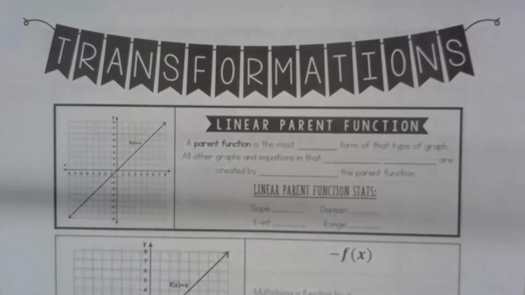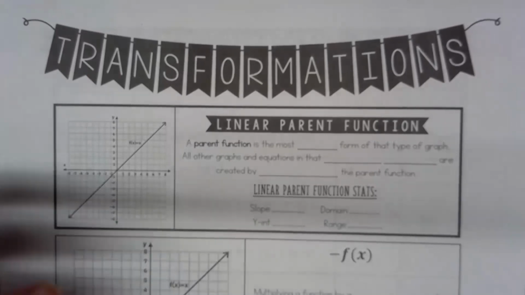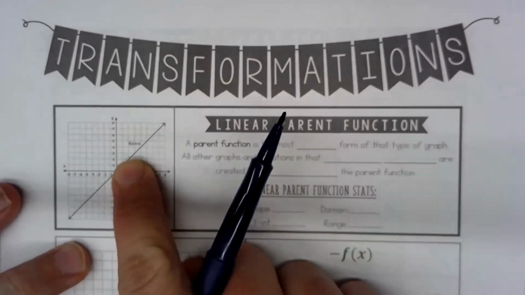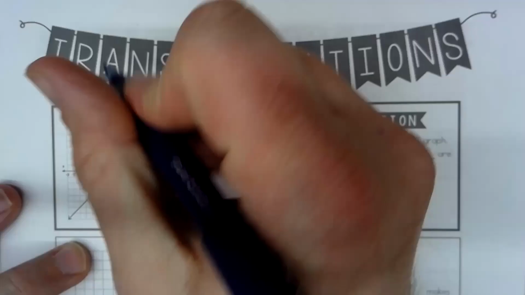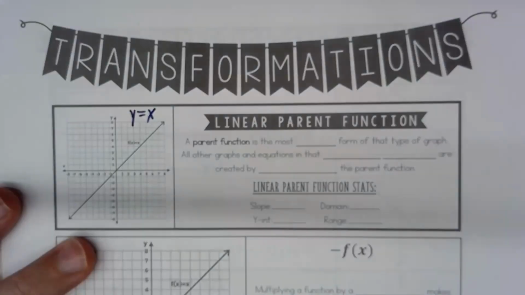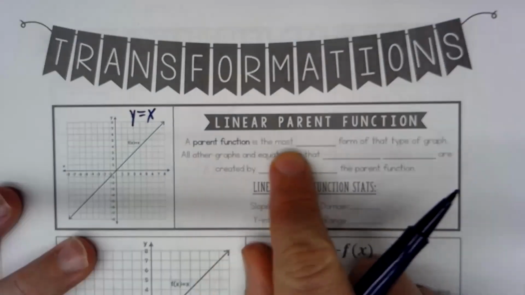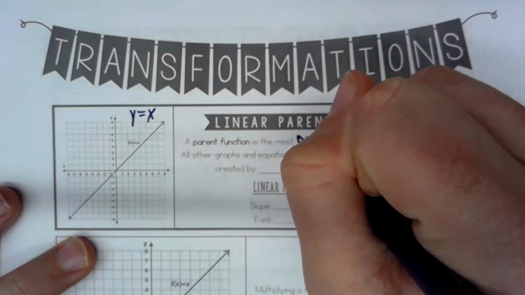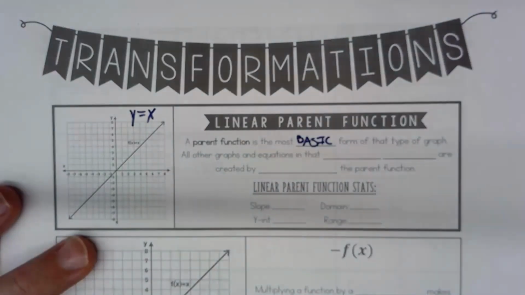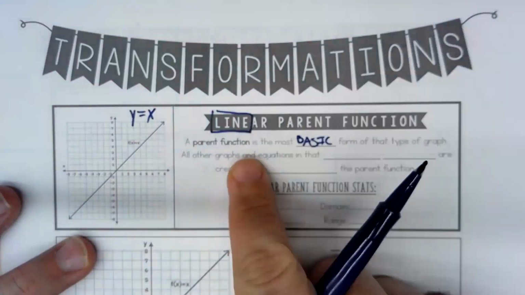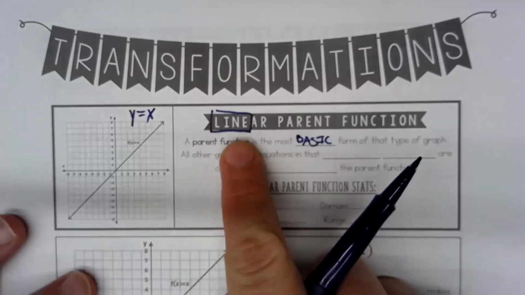All right, today we're talking about linear transformations. Well, the linear parent function is right here. f of x equals x, right? And f of x is the same as y, so this is y equals x. So a parent function is the most basic form of that type of graph. This is a linear function, right? First four letters in linear are "line." Every straight line is a linear function.